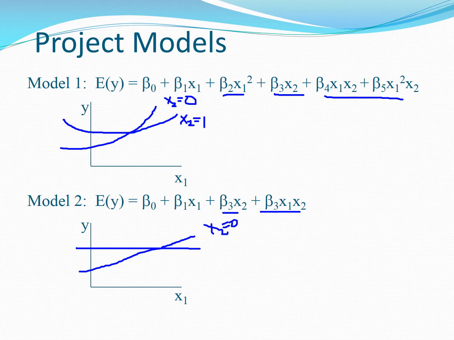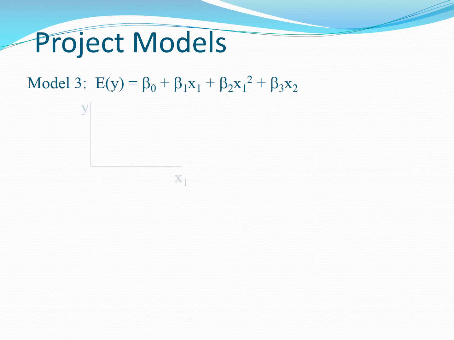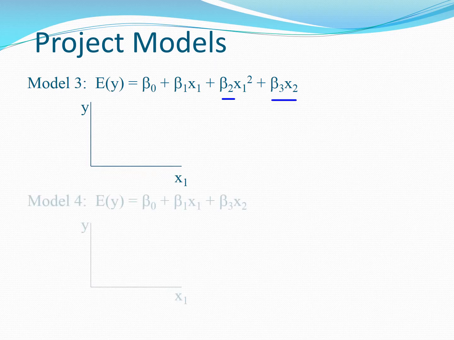There's x2 equals 0. Here's x2 equal to 1. We have two non-parallel lines now, not curves. What about model 3? When you look at model 3, what do you see? I still see curves. I still see two of them, but what's dropped out of model 3 now?